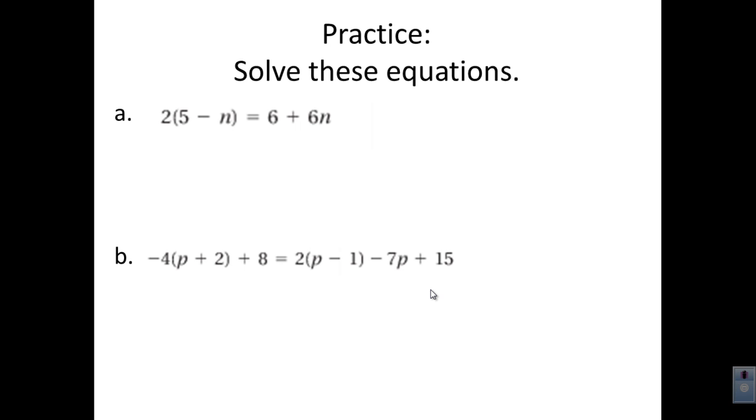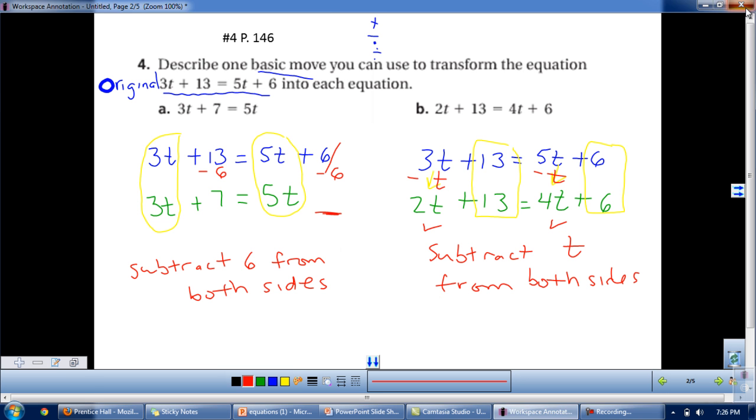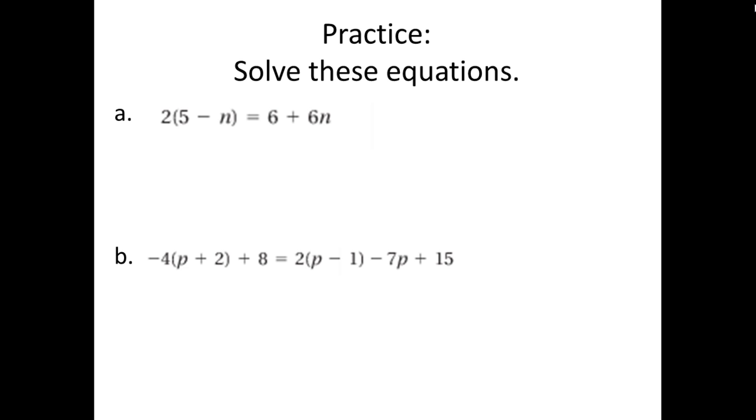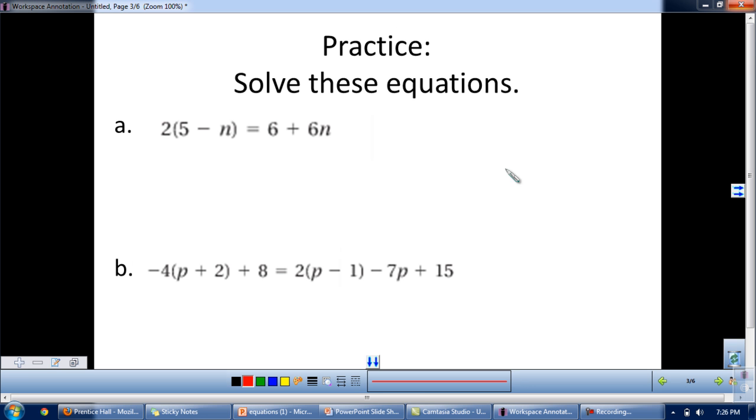Again, pause the video now and try these problems on your own. When you're ready, you can continue the video and you can see how I will solve these problems. Alright? Alright, and we're going to solve for these.